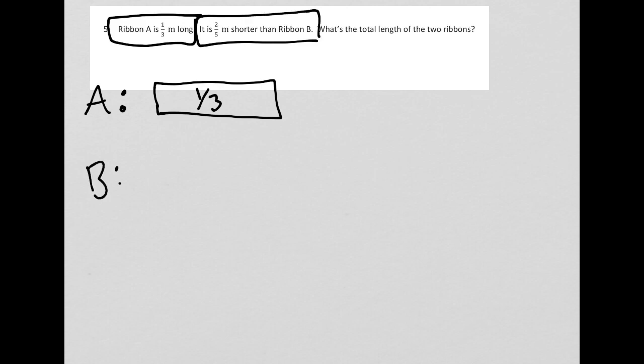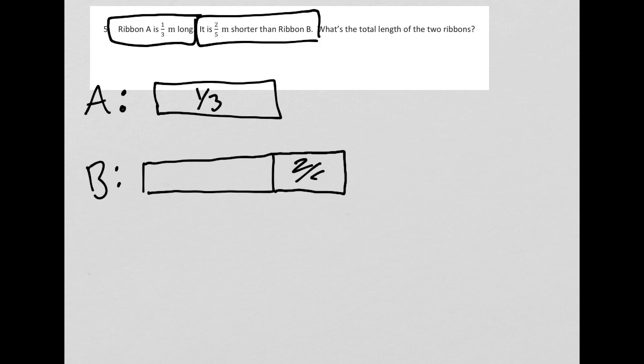So ribbon B, let me read that one again. Ribbon A is 1/3 of a meter long. It is 2/5 of a meter shorter than ribbon B. So it sounds like ribbon A is smaller. So that means ribbon B should be ribbon A plus 2/5, because ribbon B is the longer ribbon. What is the total length of the two ribbons is the question. So they want to know what the total together is going to be equal to. We can't figure that out until we do a little math.